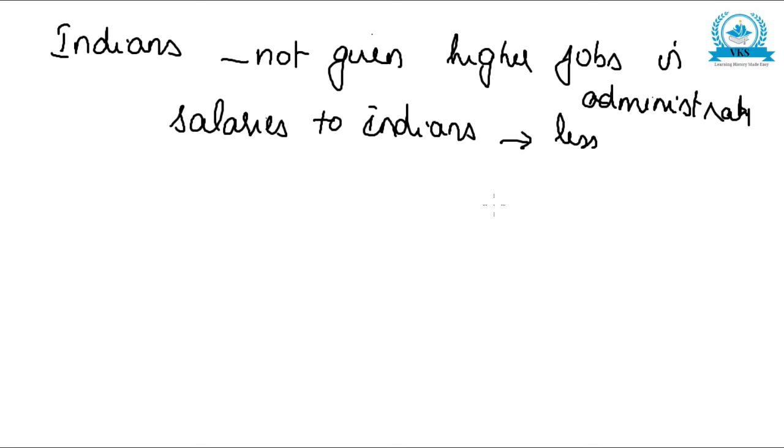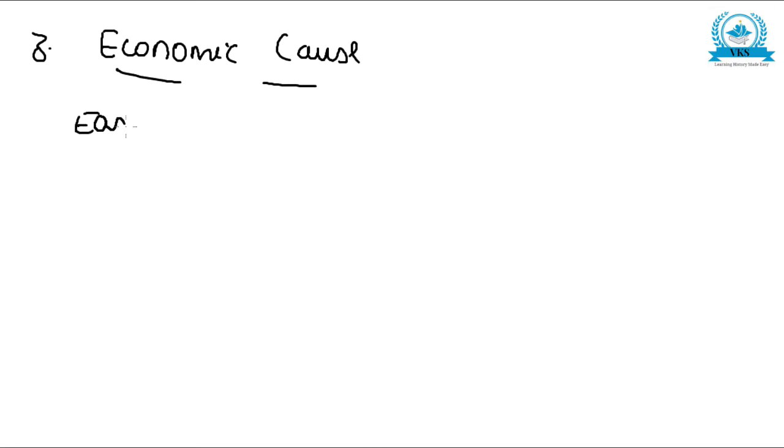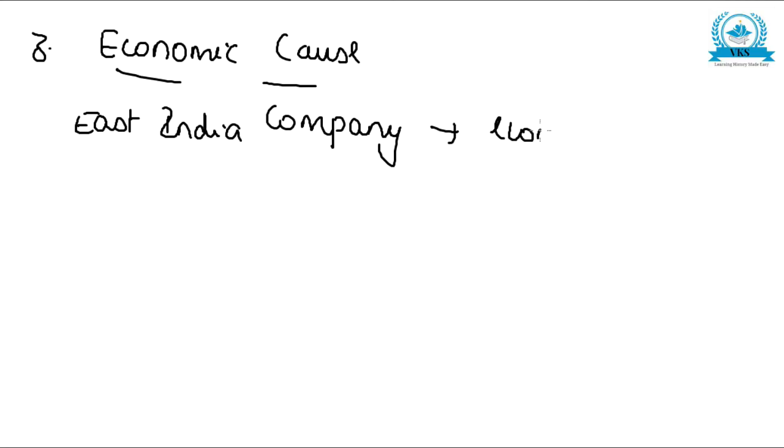So all these were the administrative causes for the first war of Indian independence, or the 1857 revolt. Next we'll move on to the third cause, which is the economic cause. Now the East India Company followed a policy of economic exploitation towards India. So how did they follow the policy of economic exploitation?